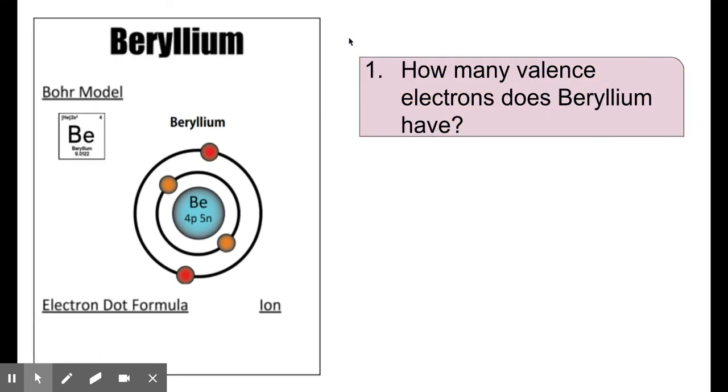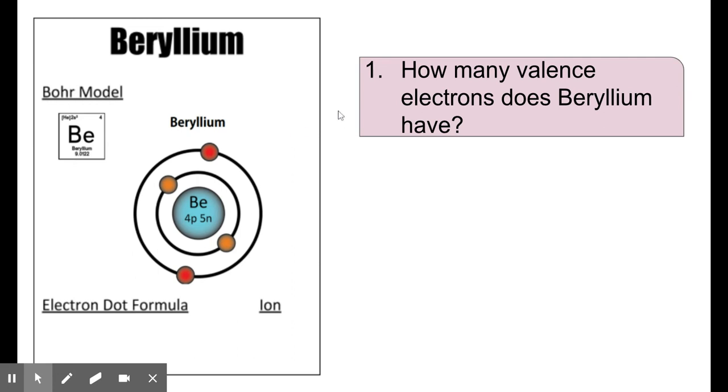Let's try the card for beryllium now. If you're doing these on paper, take your time, pause the video. You're going to need the name of the element, its chemical symbol, and the electron dot formula, and the ion. You can draw the Bohr model if you want, but you don't have to if you're doing them by hand on paper.